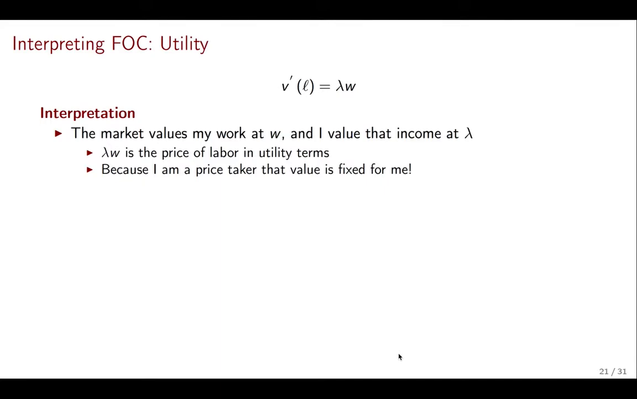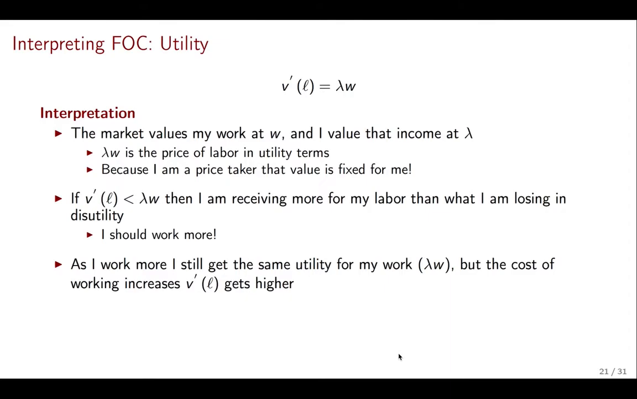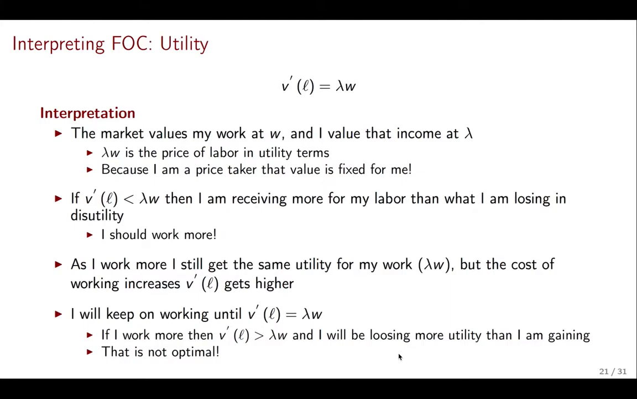The market values my work at W, and I value that income at lambda. So lambda times W is the price of labor in utility terms. Because I'm a price taker, that value is fixed for me. So how do I compare that with the disutility of working? Well, if the disutility of working is less than lambda times W, I am receiving more utility from my labor than what I'm losing in disutility for working. So I should work more. But as I work more, I still get the same utility for my work, lambda times W. But the cost is increasing because I'm working more and more. Now, I'll keep working though up until the value I'm getting for that additional work is equal to the disutility, to the value I'm losing for that additional work. And that's the optimal, just as we were seeing in our first video.